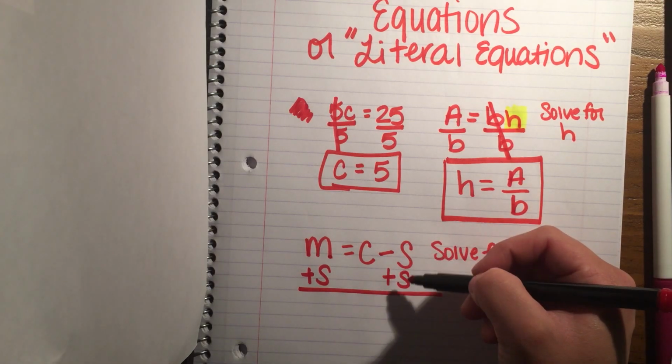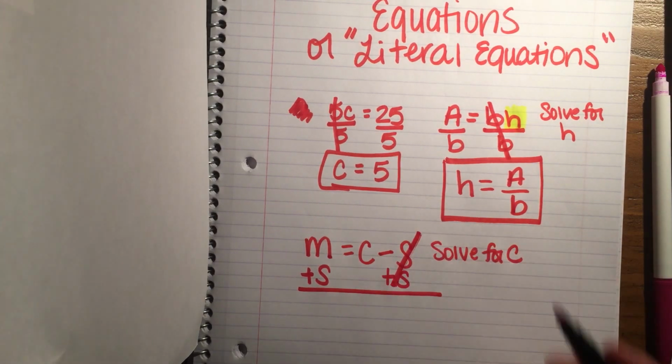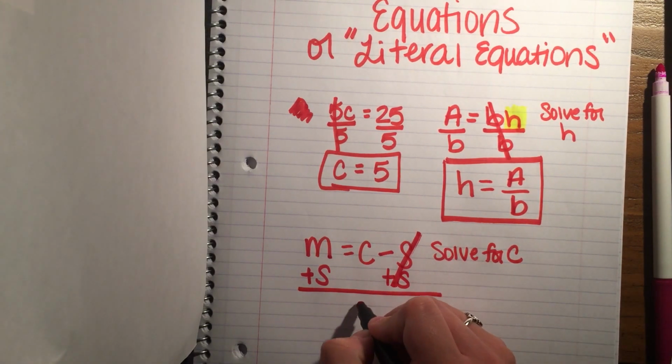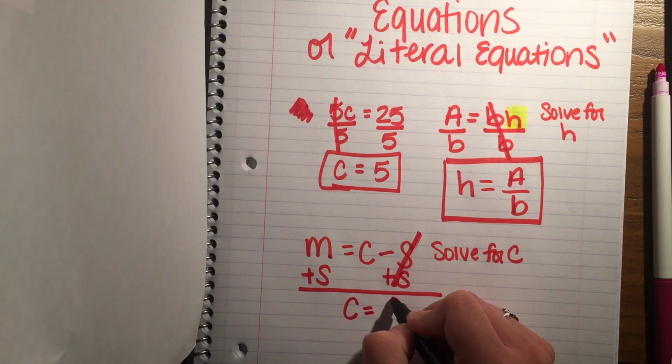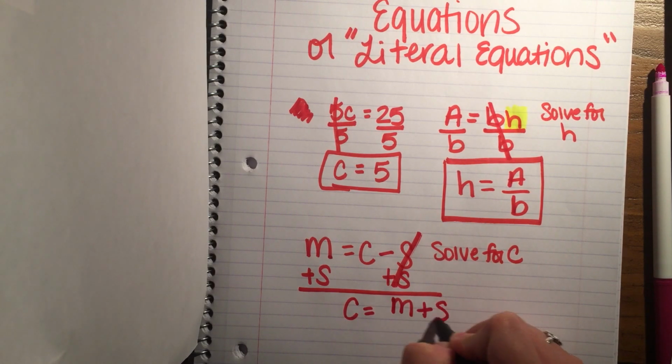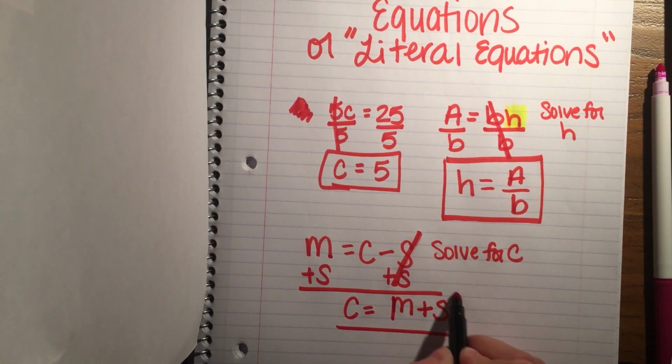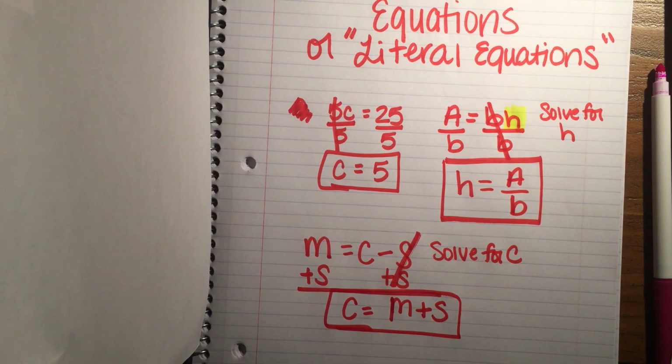So if I take a negative s, I add a positive s, that cancels out. So we are left with c equals m plus s. And this is our solution. Again, we're not solving for anything. We're just making sure that we are looking for what they're asking us for.